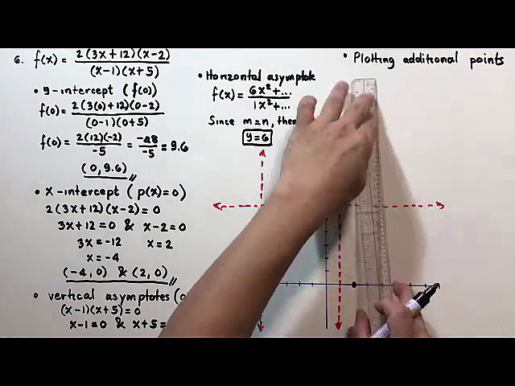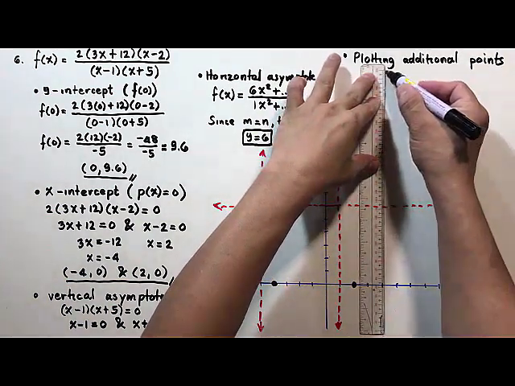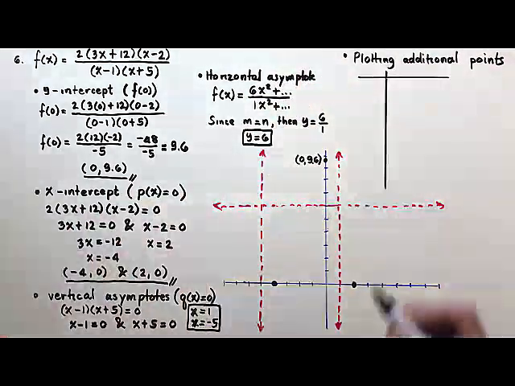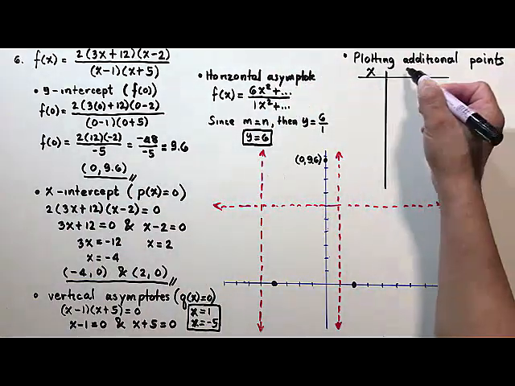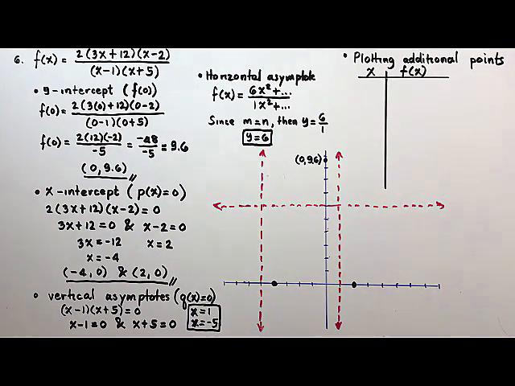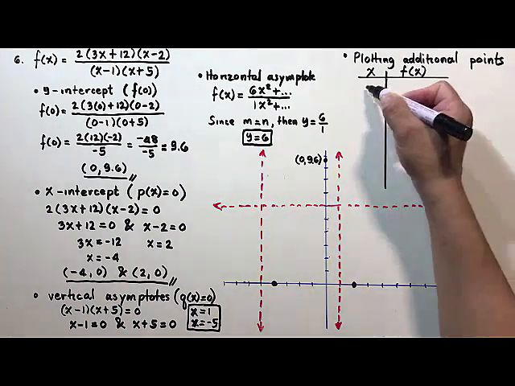So let's have our table of values. If this is our x, this is our f of x. Let's plot some points near the points of interest. First, I want to see where the graph is when x is equal to negative 1, so that I would know the behavior of the function, whether it's like that or like this. I don't know. So let's try negative 1.